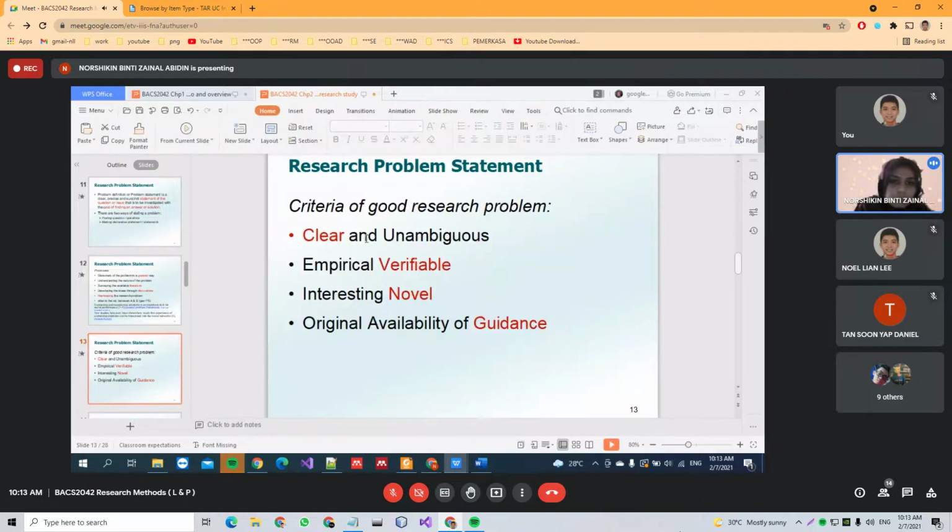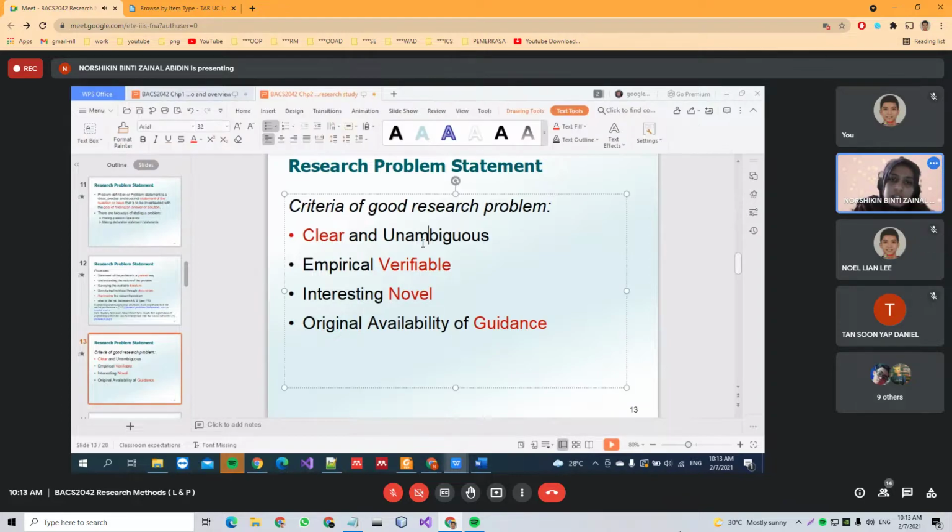And then, criteria of a good problem statement. A research problem is clear: you write exactly what the problem is. Empirical, verifiable. I forgot already what it means. Empirical verifiable. Wait, I know but I forgot.